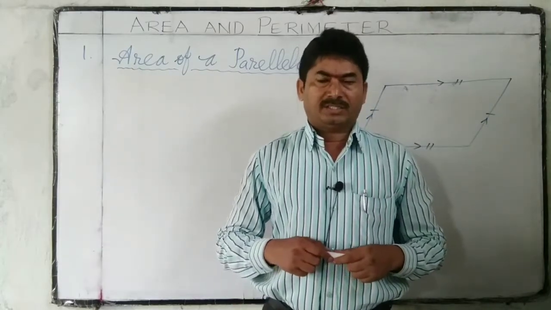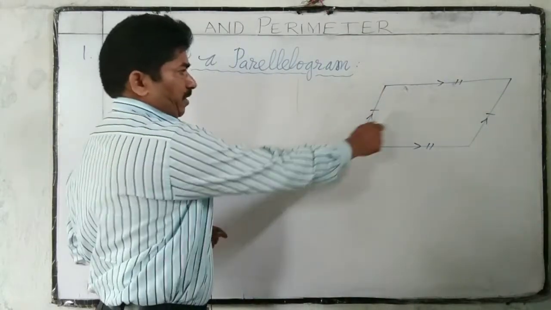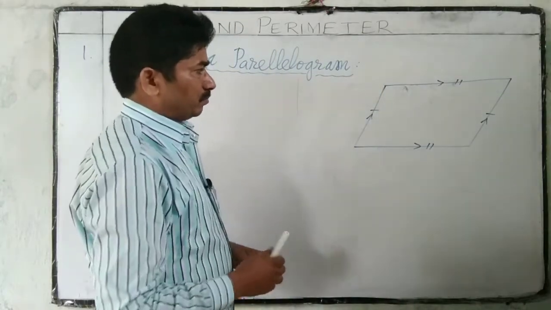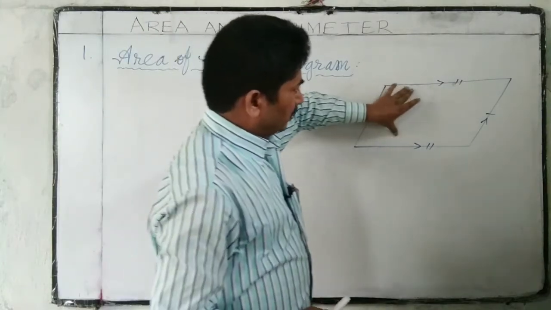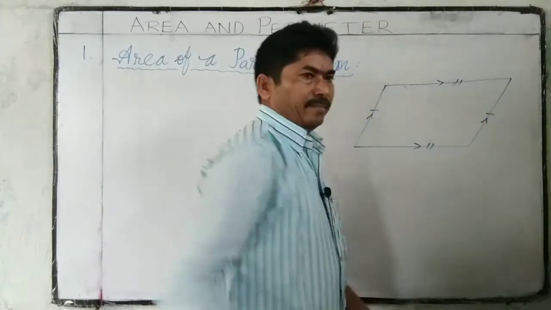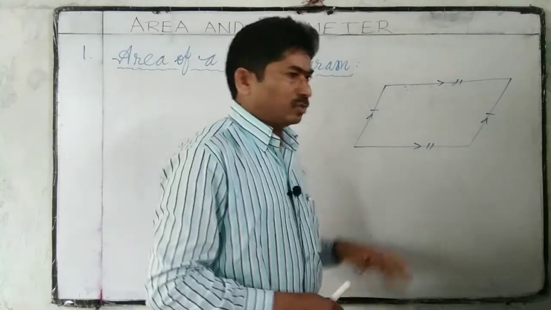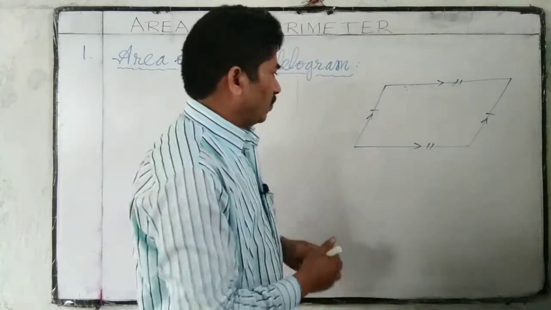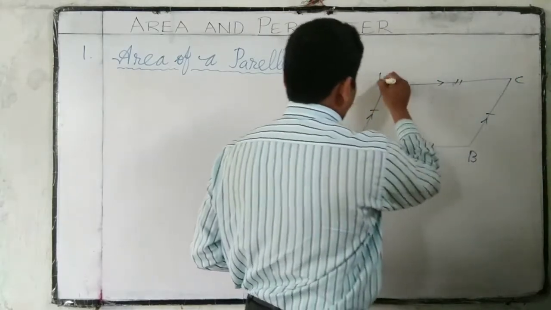To understand this, let us observe a figure. This is a parallelogram. Opposite sides are parallel. Two pairs of opposite sides are parallel and also equal. So that's why this is a parallelogram. A, B, C, D.